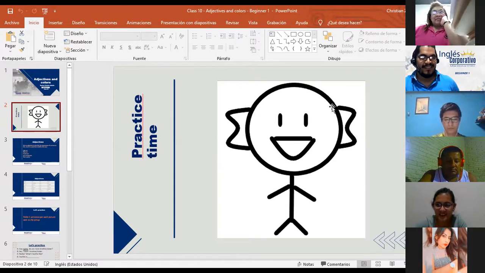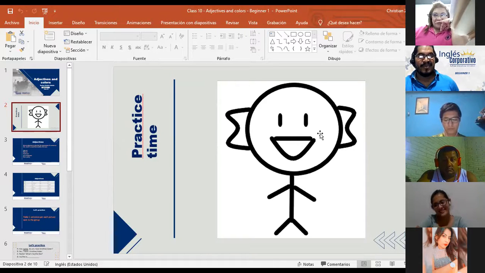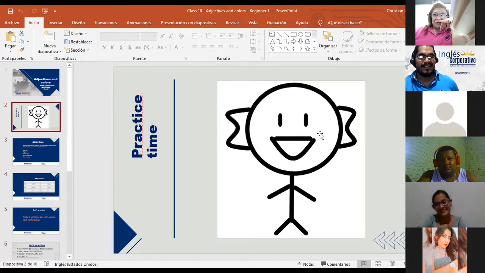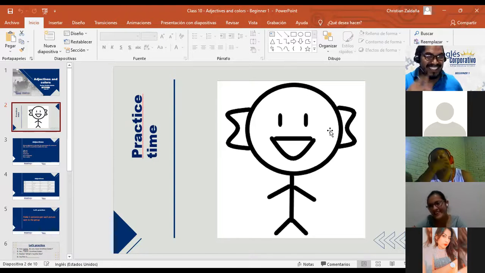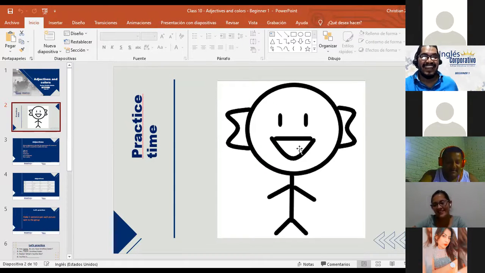What about the head? Is it a big head or a small head? Big head. It's a big head. What about the body? Is it big or small? Tiny, small. That's correct. And the mouth? Is it a big mouth or a small mouth?